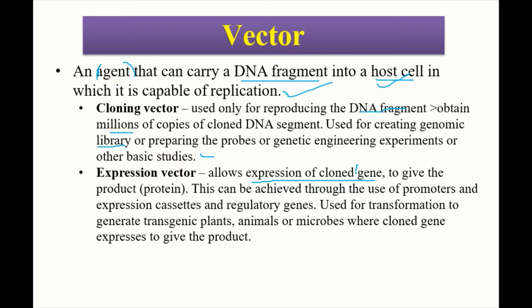That is, when you have a DNA fragment, you convert it to an mRNA and then eventually convert it into a protein. That is, express the protein. So usually it will give the product as a protein, and this can be achieved through the use of promoters, expression cassettes and regulatory genes, and it is used for the transformation process where we generate transgenic plants, animals, or microbes.